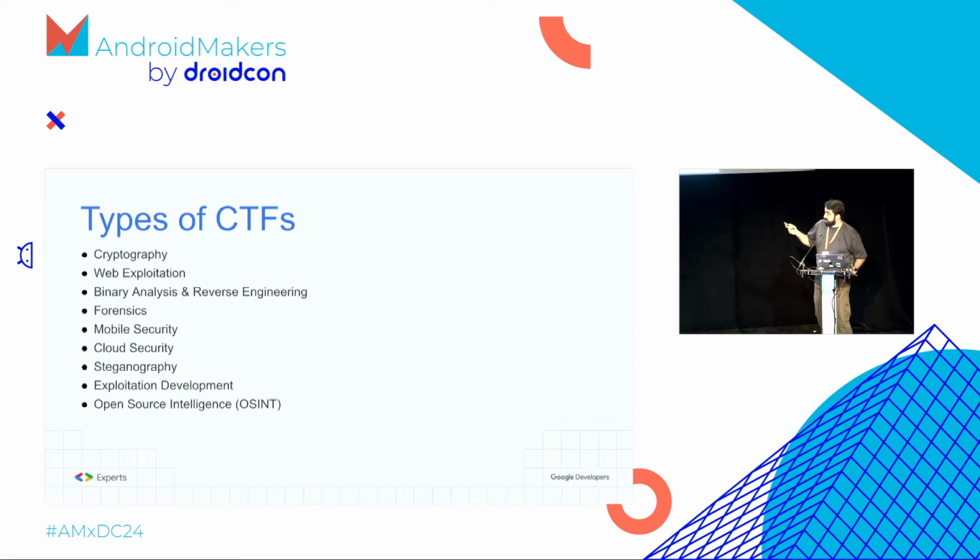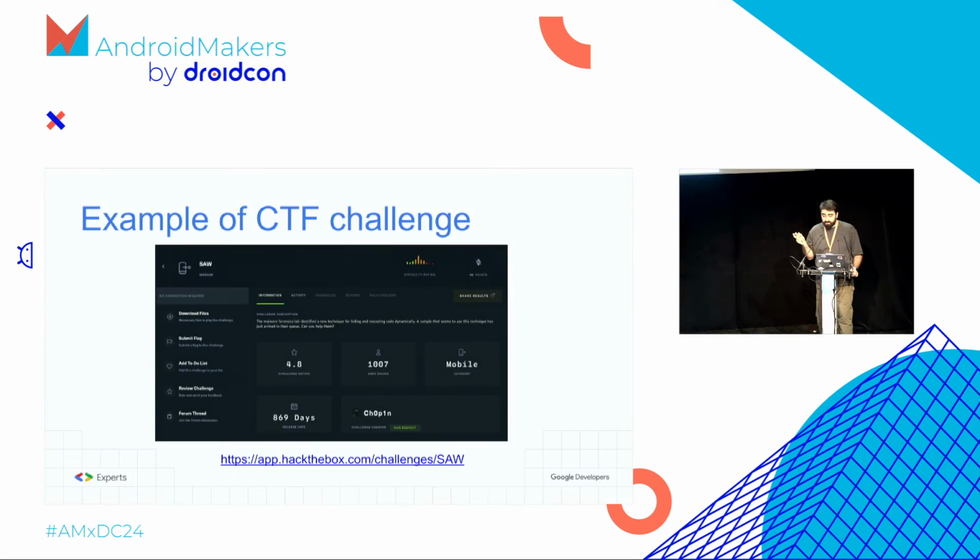And of course, exploit development and open source intelligence. OSINT basically means using all the open source data needed to do the investigation and get the result. So this is just the Hack The Box website, quite a popular website.